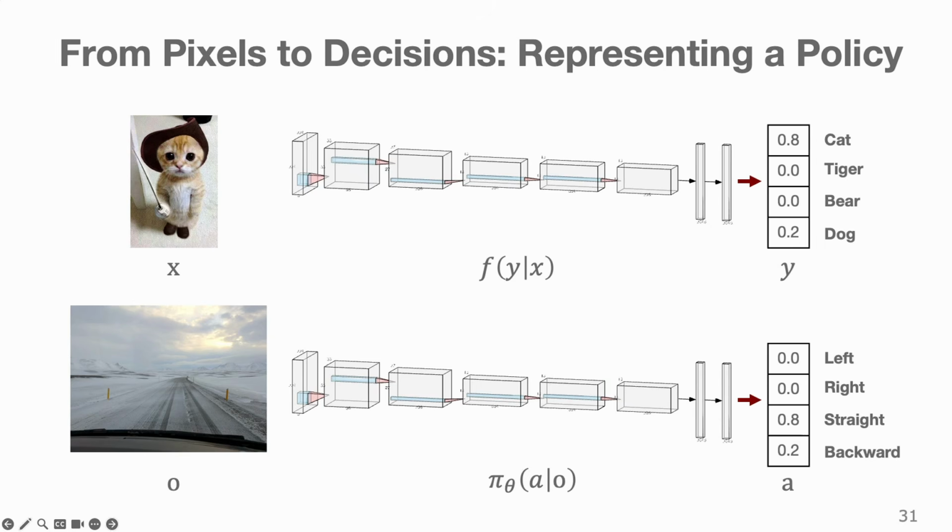Now a policy maps from an observation O, like here from this camera view from a car on a snowy road, to some output A, which in this case could be actions that tell the car how to drive: straight, left, right, or backward. So other than the symbols, not many things change so far, right? We use the pi symbol to denote the policy, and the subscript theta to denote the weights of the neural network of that policy.